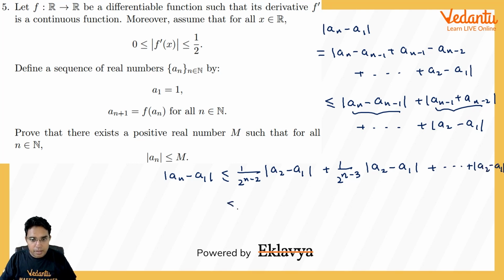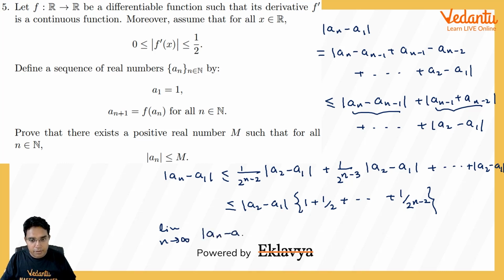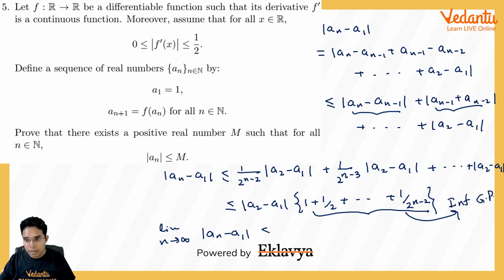So you can check, we can take a2 minus a1 common, and let me reverse the numbers that we got in common. So 1 plus 1 by 2 and so on, and the last one would be 2 power n minus 2. Now even if we take limit n approaches to infinity, you can check an minus a1 will be less than, because the limit of this thing will be 2. This will become an infinite GP when n approaches to infinity, and the sum of this will be 2.